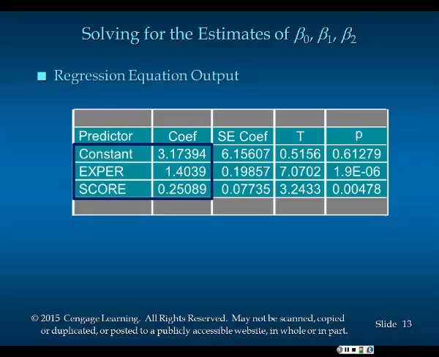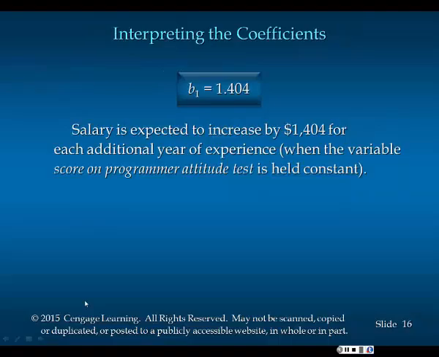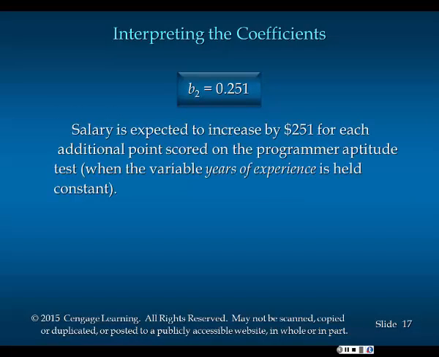Again, comparing it to yesterday when I said you had a 2,000 square foot house, we add on a bedroom. It doesn't mean we actually physically add on another room. Right? It really means we put up a wall in said house. But the size of the house stays the same. How much value does a 2,000 square foot home get from moving from 3 bedrooms to 4 bedrooms? All right, so salary is expected to increase by $1,404 for each additional year of experience when the variable score of programming aptitude is held constant. Salary is expected to increase by $251 for each additional point scored on the programmer's aptitude test when the variable years of experience is held constant.